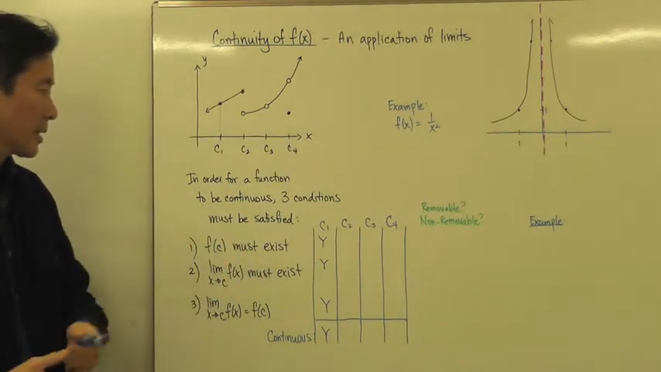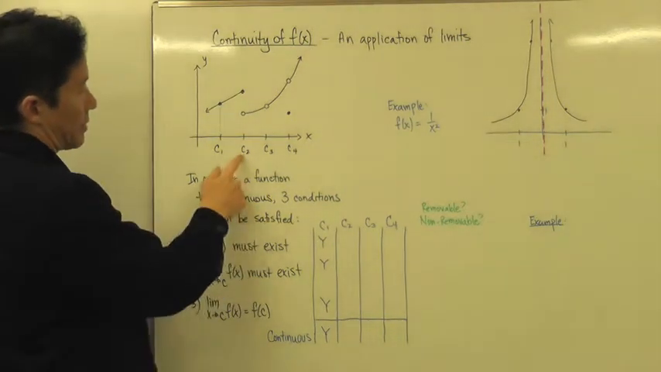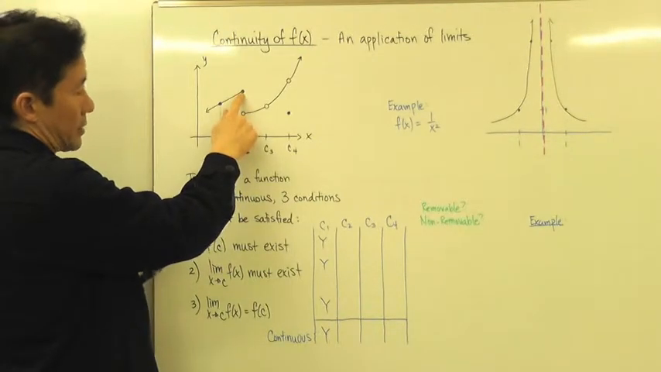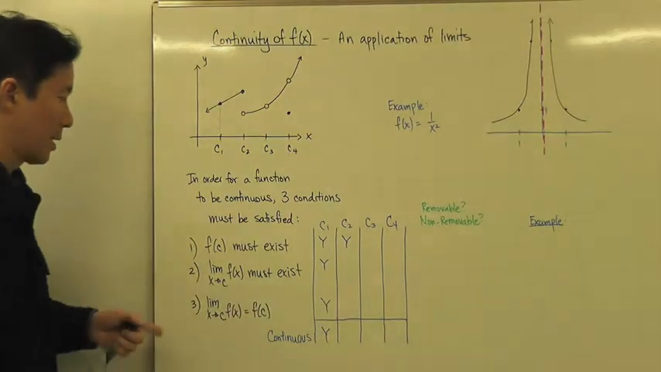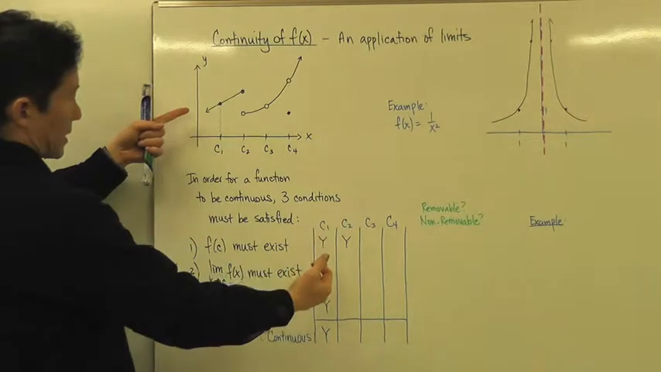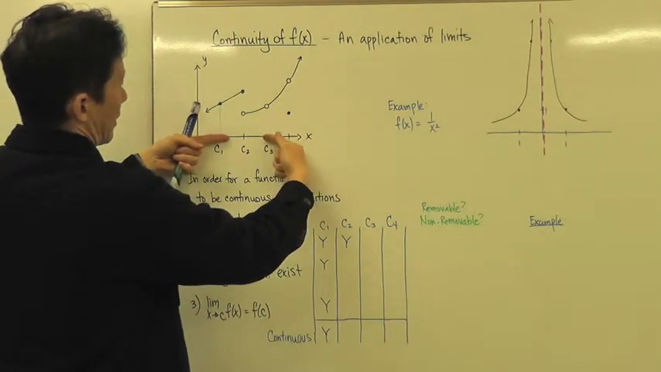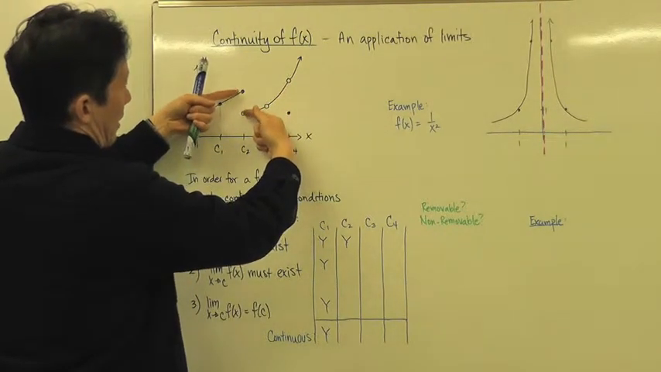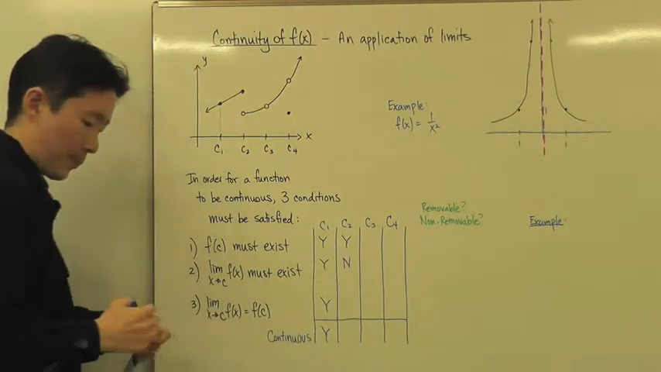Now let's take a look at c sub 2. Does f of c sub 2 exist? Well, here's c sub 2. Sure enough, it does. It's right there. So in this particular case, again, it's yes. Does the limit exist as x approaches c? Well, the thing about this is that as I approach c sub 2 from both the left and the right hand side, the function's values are not approaching the same value. So what I know in this case is that's no.